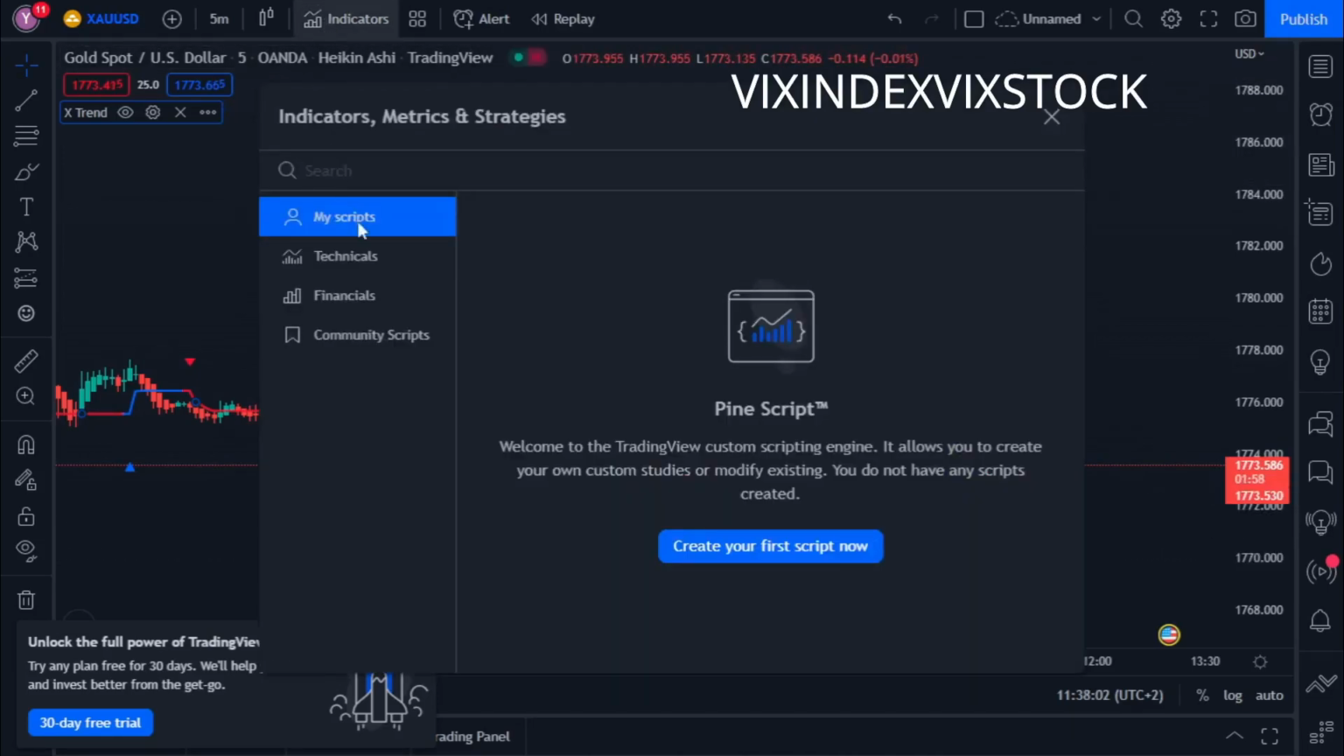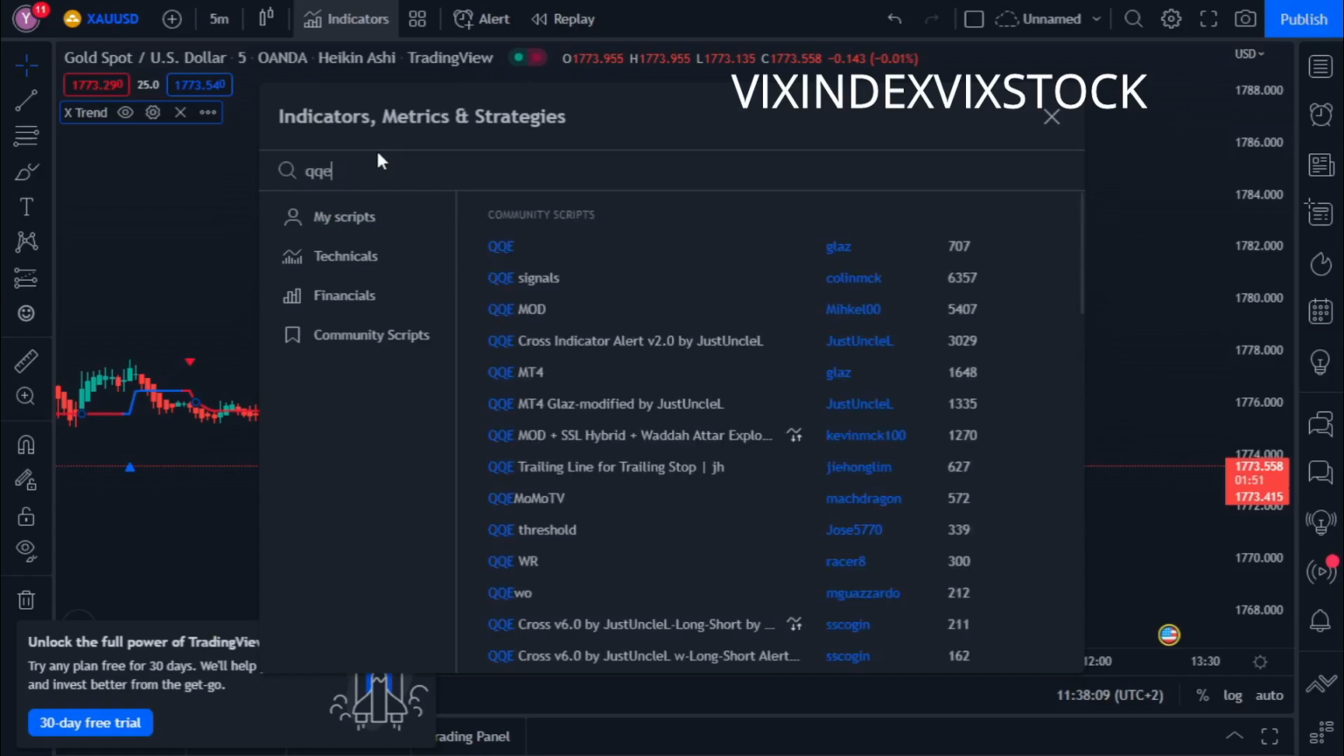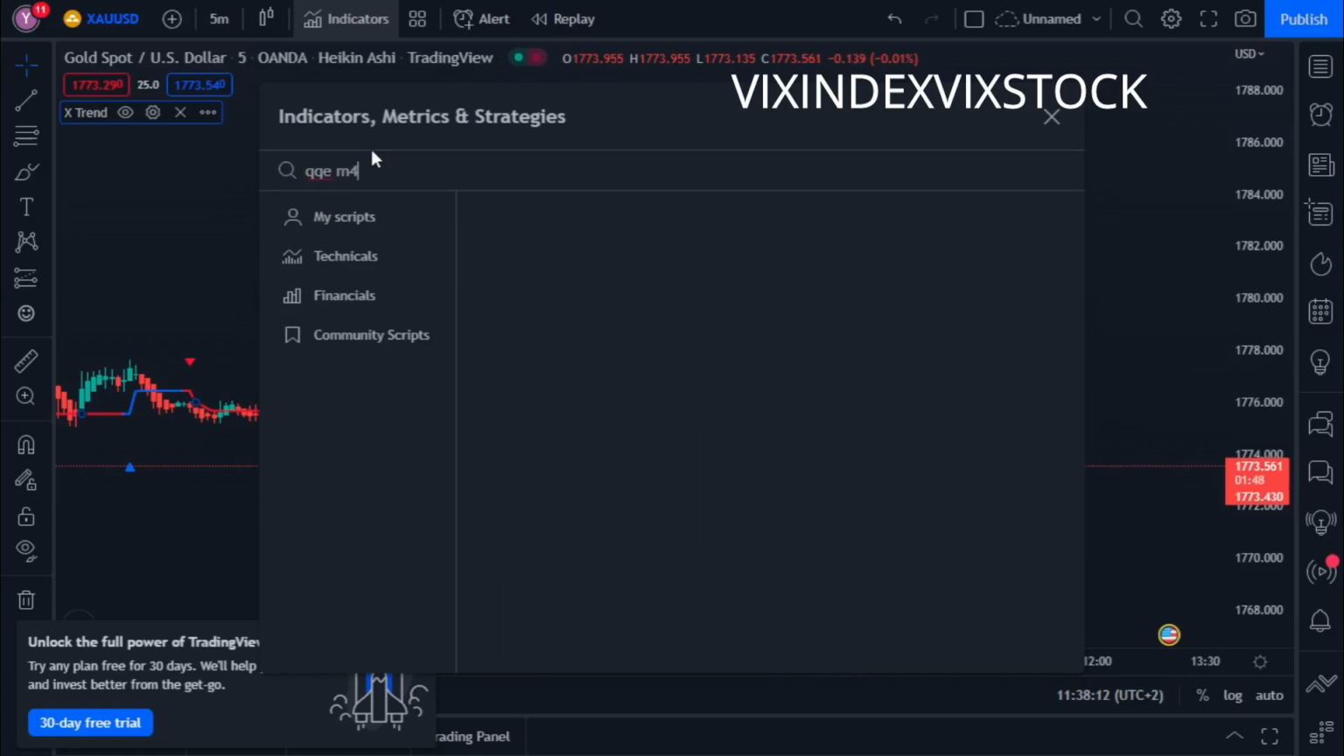The second secret indicator that we're going to use is actually QQE MT4. Sorry, there is no T there. The QQE MT4 glass modified by just Uncle L. This one has about 1,335 downloads as of today. Again, a secret indicator that many people seem not to know about. But that's what today's video is all about.